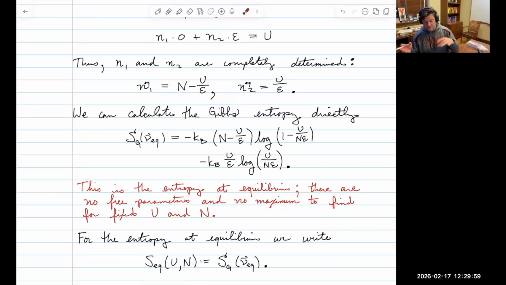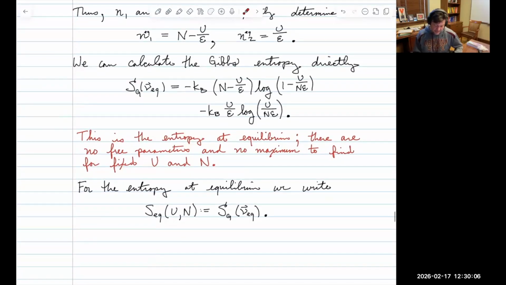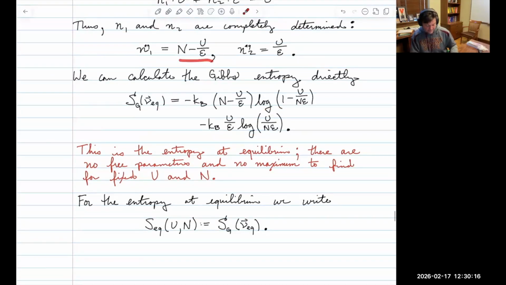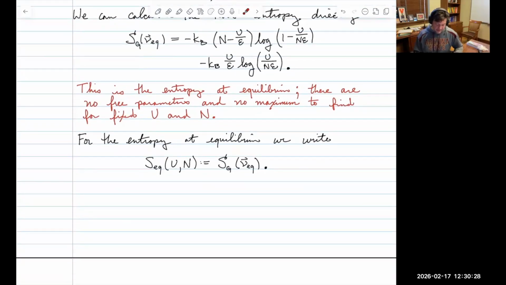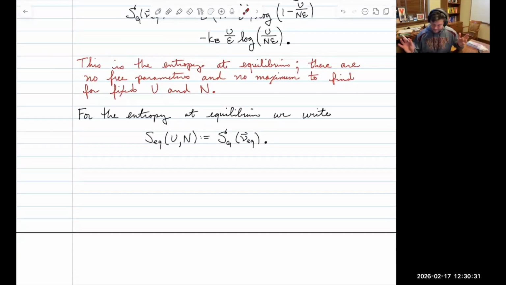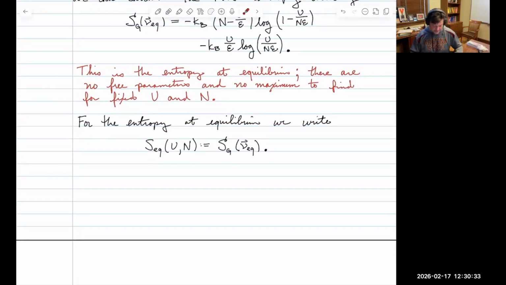Now, there can be a lot of microstates represented by that macro state, remember? But we've fully characterized at least the macro state. The Gibbs entropy is something which is easy to calculate. It's just going to be the sum of these two quantities here. And that's because I know the values here, and the Gibbs entropy says that once you know those values, you plug them into this formula and you get the entropy. There's no maximization that needs to happen. Okay, there are no free parameters and no maximization. The two constraints uniquely determine the system.